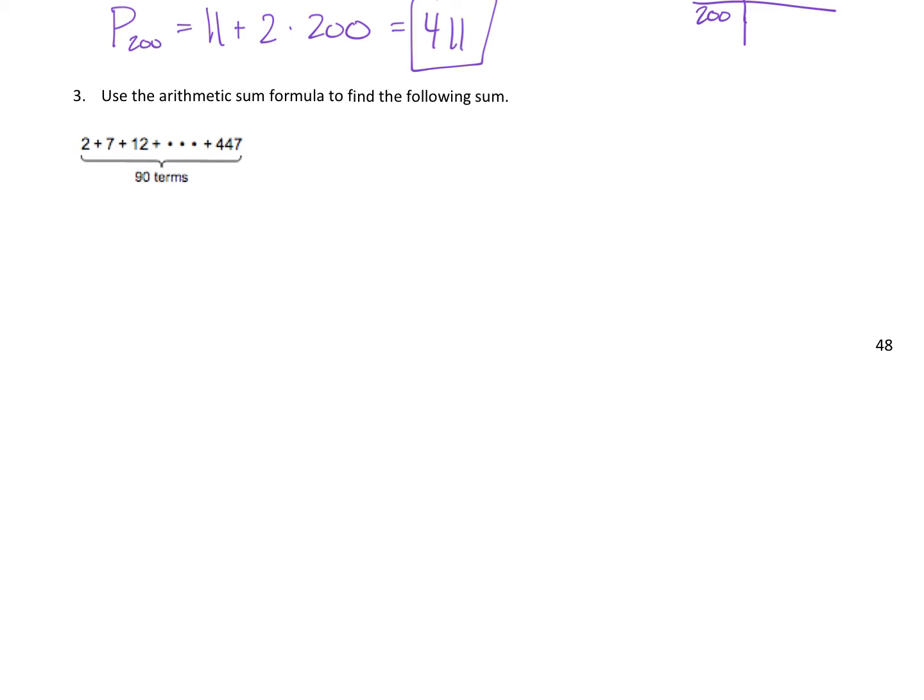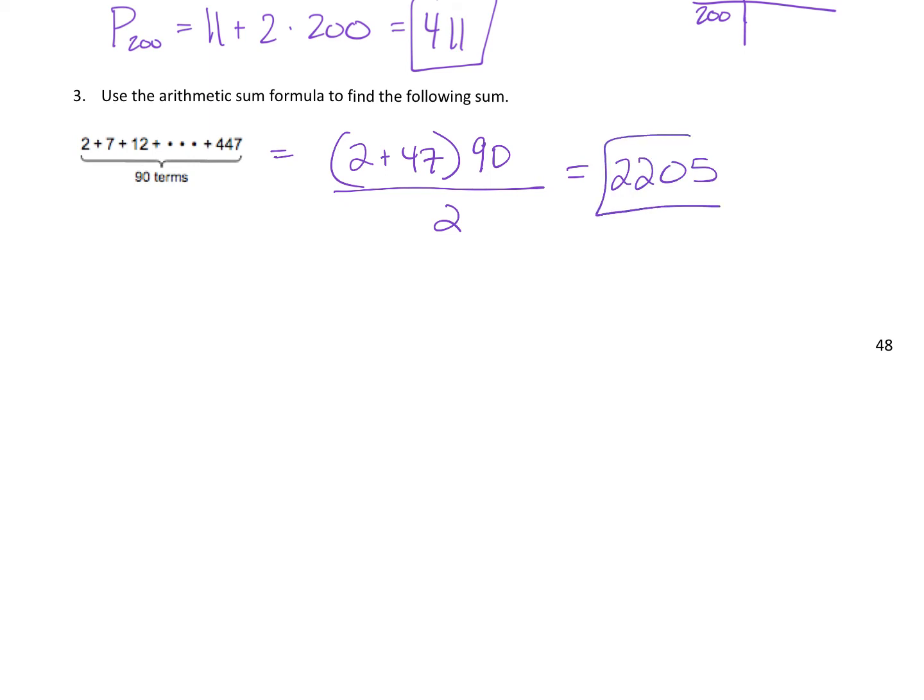Use the arithmetic sum formula to find the following sum. Okay, so the arithmetic sum formula says add the first term and the last term. So that's 2 plus 47. Multiply that by the number of terms, which we were given in this case to be 90, and then divide by 2. So 2 plus 47, that's 49, times 90, divided by 2, is 2,205.